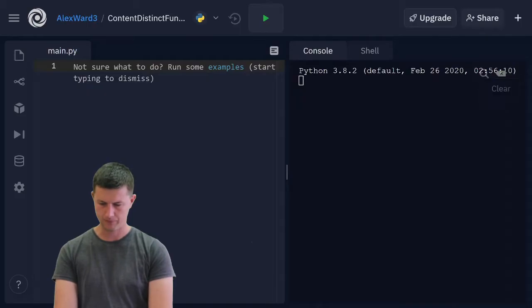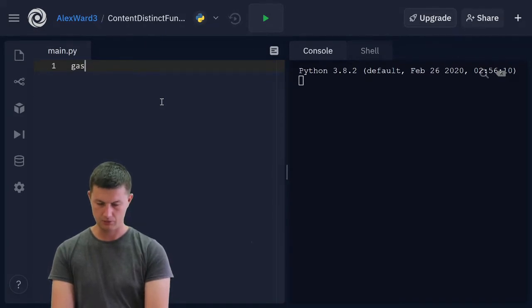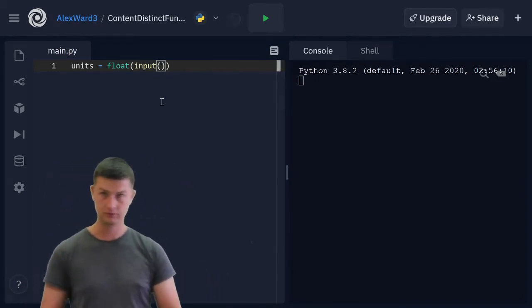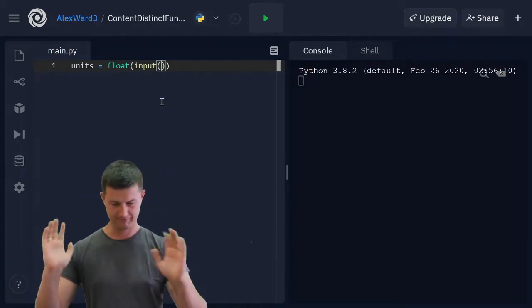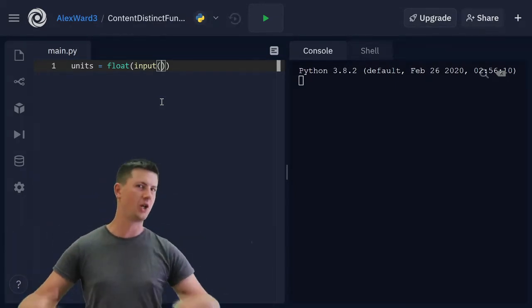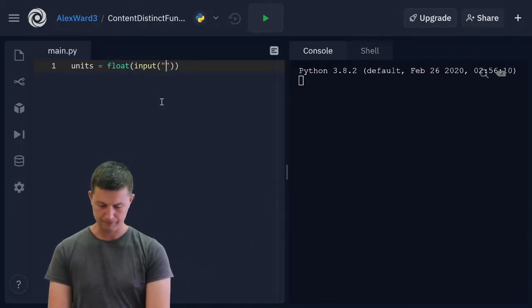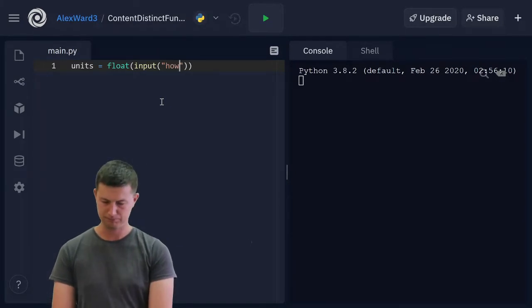So gas is going, well, no, let's call it units. Units equals a float input. Again, we're assuming the user is using this sensibly. When you come to do your actual programs, don't do this. There's a whole extra step you're going to have to do, but that's for later. Units equals float input. How many units of gas did you use?